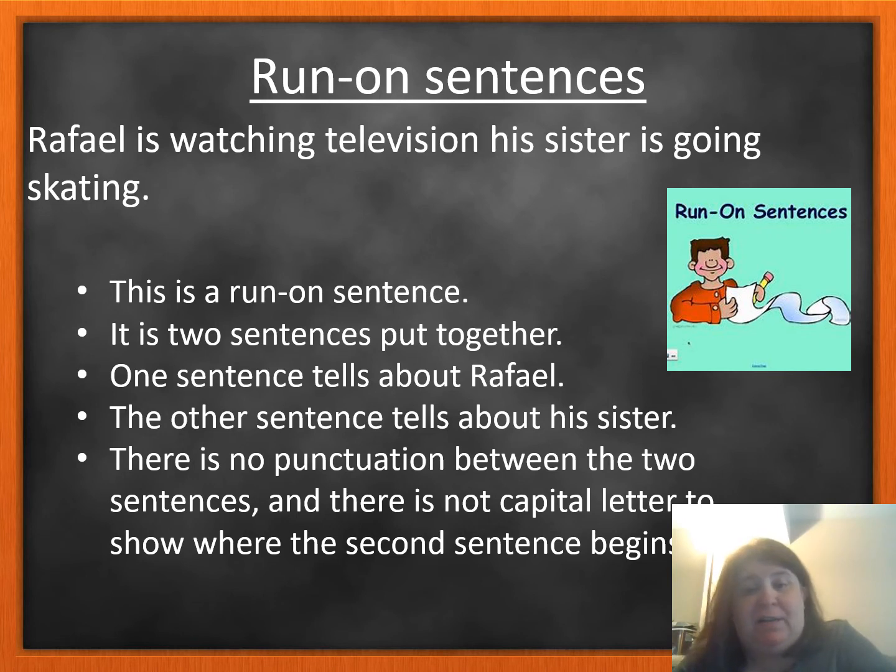It's two sentences that are put together. One sentence is talking about Raphael, and one is talking about his sister. And there's no punctuation between the two sentences. There's no capital letter to show where one sentence ends and the next one begins. And so that would be considered a run-on sentence.